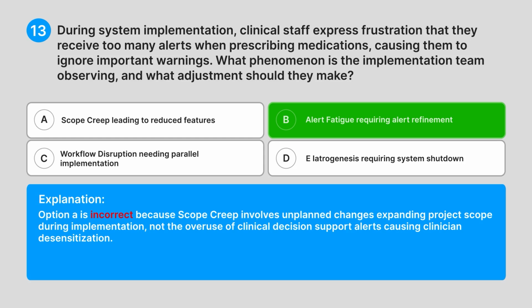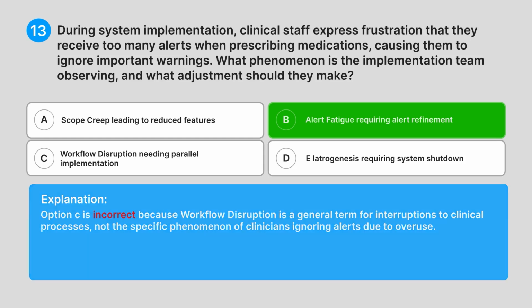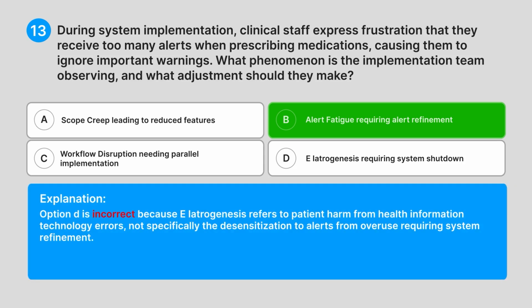Option A is incorrect because scope creep involves unplanned changes, expanding project scope during implementation, not the overuse of clinical decision support alerts causing clinician desensitization. Option C is incorrect because workflow disruption is a general term for interruptions to clinical processes, not the specific phenomenon of clinicians ignoring alerts due to overuse. Option D is incorrect because iatrogenesis refers to patient harm from health information technology errors, not specifically the desensitization to alerts from overuse requiring system refinement.